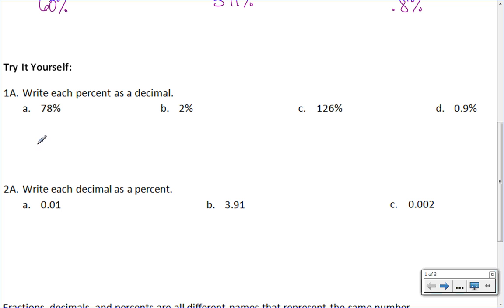Okay, for these you should have gotten 0.78, 0.02, 1.26, 0.009, 1%, 391%, and 0.2%.